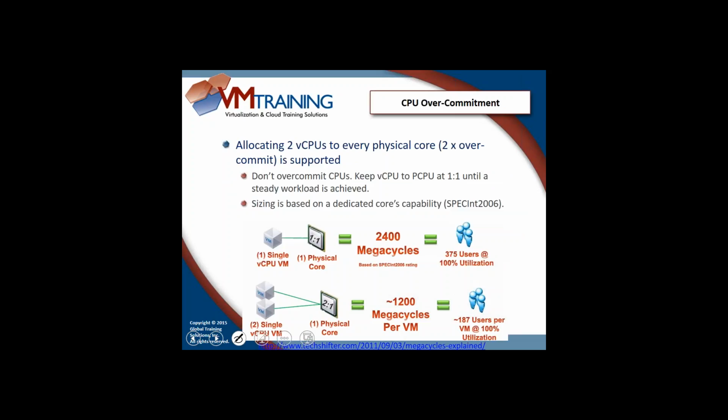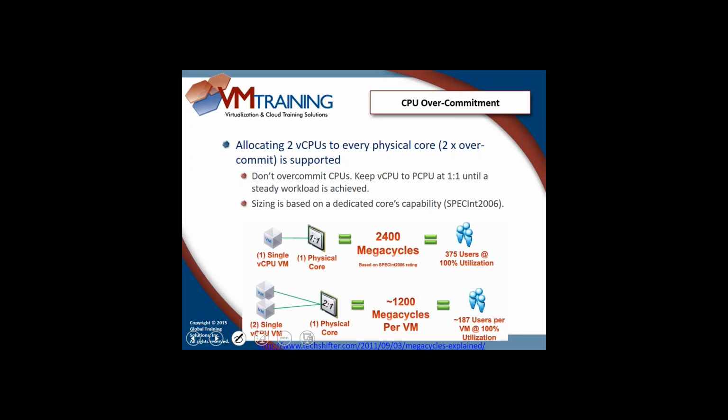Now, it's interesting here. A lot of this was taken from Microsoft. Some of this was taken from VMware and other places, but Microsoft is saying allocate 2 virtual CPUs for every physical core. So 2 times overcommit is supported. I mentioned that VMware says you can have up to 32 VMs on a single physical core. And Microsoft's saying, that's great that you can have that many theoretically, but we don't want you to have more than 2.